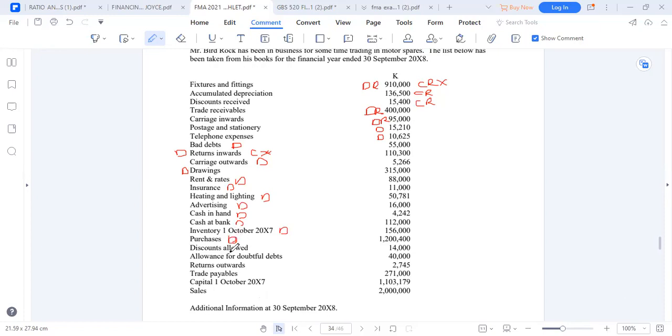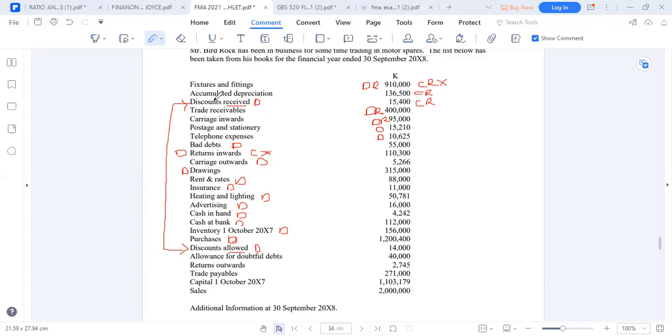What about discount allowed? We have discount received and discount allowed. How do you treat discount allowed? You debit it. Yeah, discount received was a debit. No, discount allowed, a debit. Discount received we credit, then discount allowed we debit. Okay. Is she right? Yes.